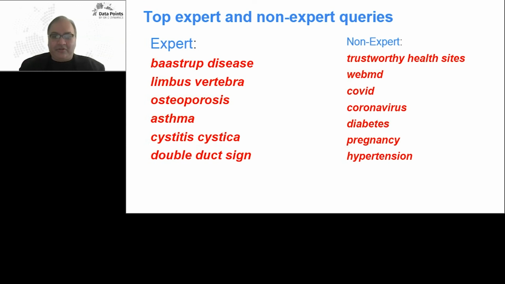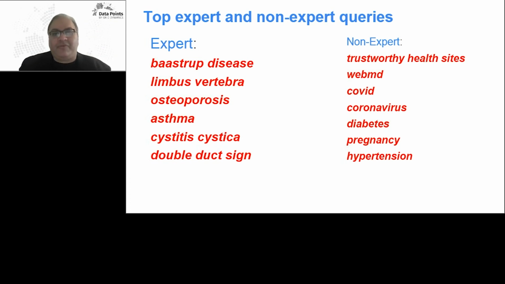So you see, just by glancing across these two lists, you can see the difference in the type of queries. In the non-expert space, you see that people use more common terms for medical diseases and symptoms, right? Like COVID, coronavirus, diabetes, and so forth. And they're also looking for information. So we see some queries like trustworthy health sites, WebMD, some of the more common stuff, right?